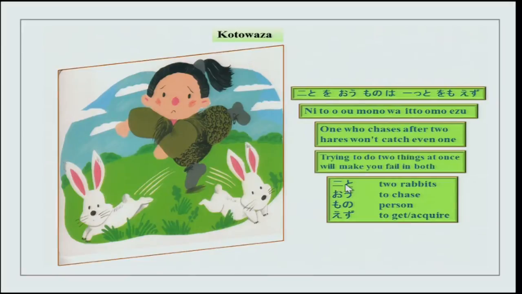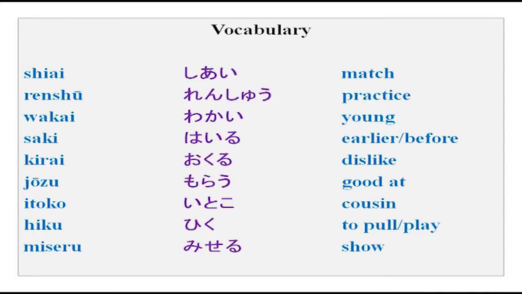Now, you have ni to is two rabbits, ou is to chase, mono is a person who is doing that activity, and ezu is to get, to acquire, to gain, to obtain. So, well, you can think up of the Hindi proverb and try to relate to it. There is vocabulary for you, lot of new words. You could go over the words and practice them, make sentences and practice your conversation.